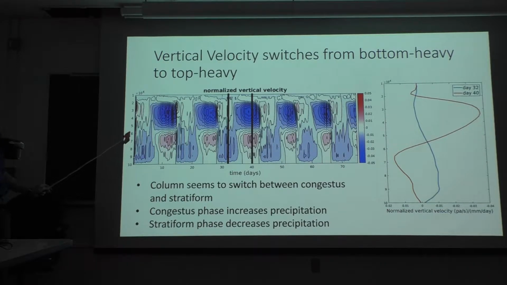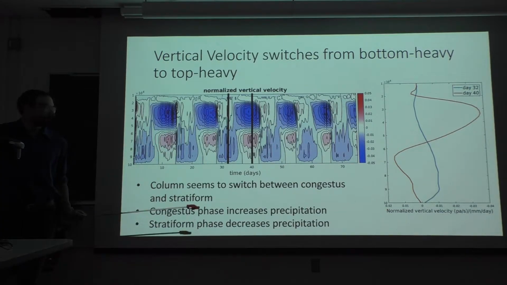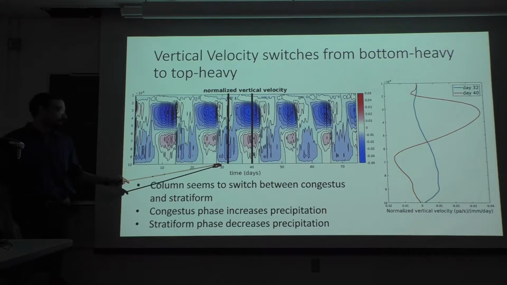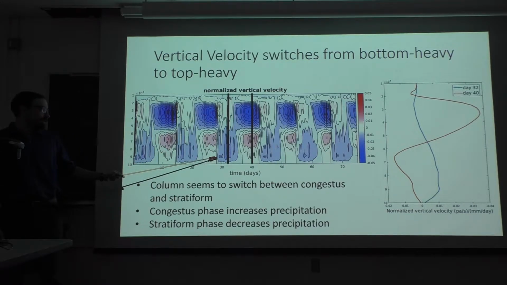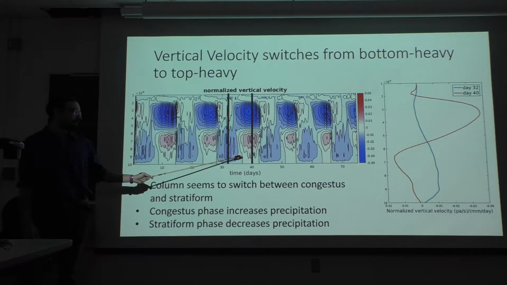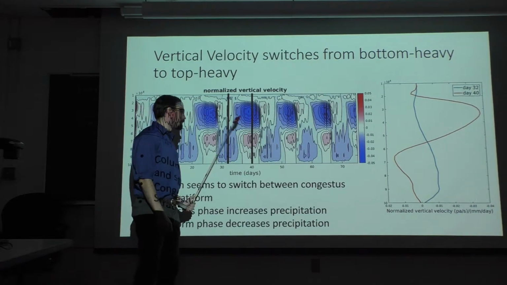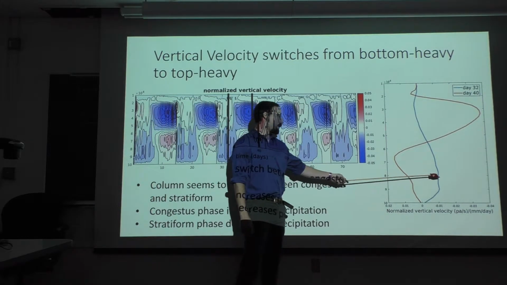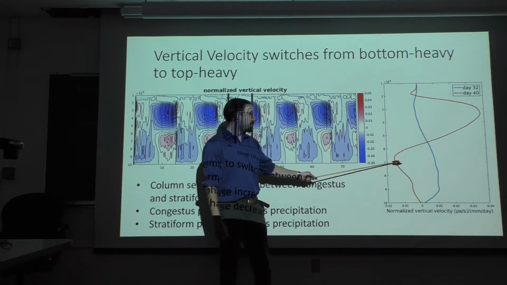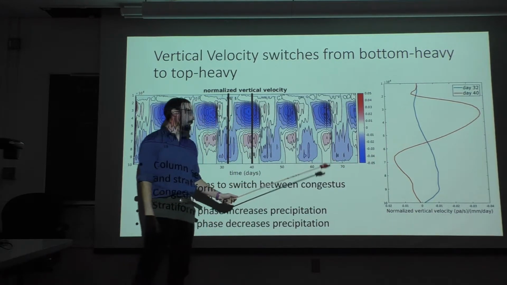But as you can see, it starts off with bottom-heavy vertical motion. Then, as the column moistens due to the bottom-heaviness, the precipitation increases until it reaches some break point where it transitions to this stratiform convection. And so, as it moves, we have increasingly bottom-heavy convection, and then eventually it switches to stratiform.